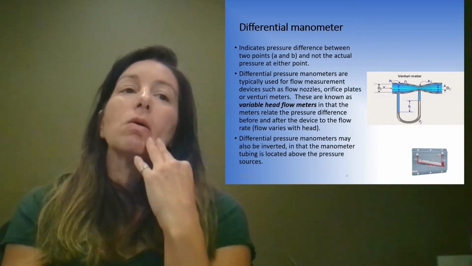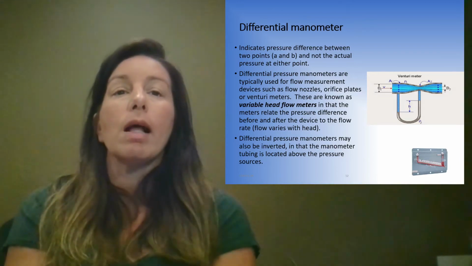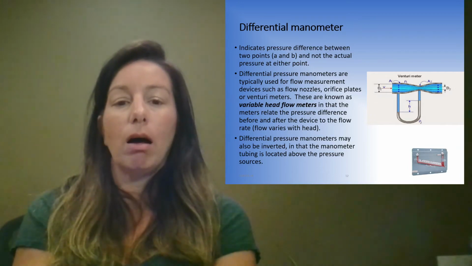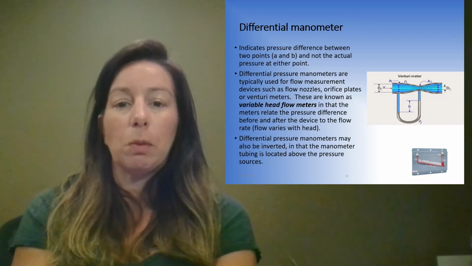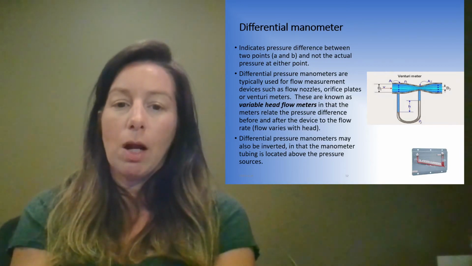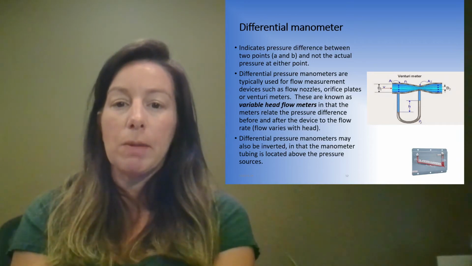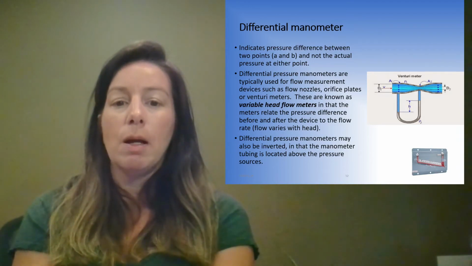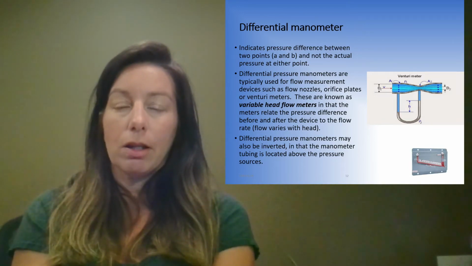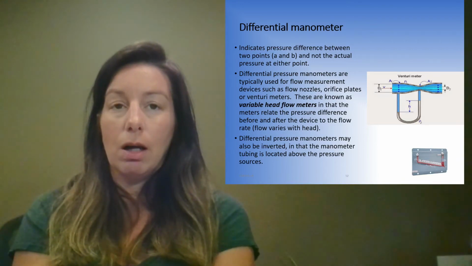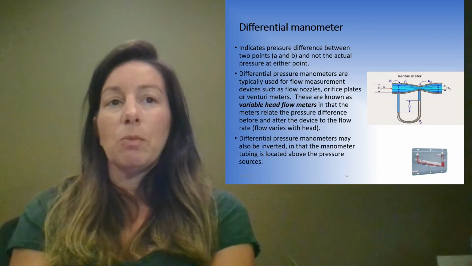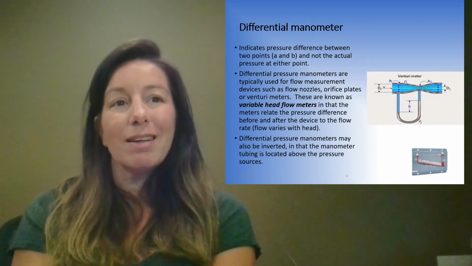Differential manometer, so this is what I have to deal a little bit more with. It indicates pressure differences between 2 points, point A and B in this case, and it's not the actual pressure at either point, it's just the differential between the 2 points. Differential pressure manometers are typically used for flow measurement devices such as flow nozzles, orifice plates, or a Venturi meter. You'll hear these words throughout the course, Venturi meters and all that stuff.